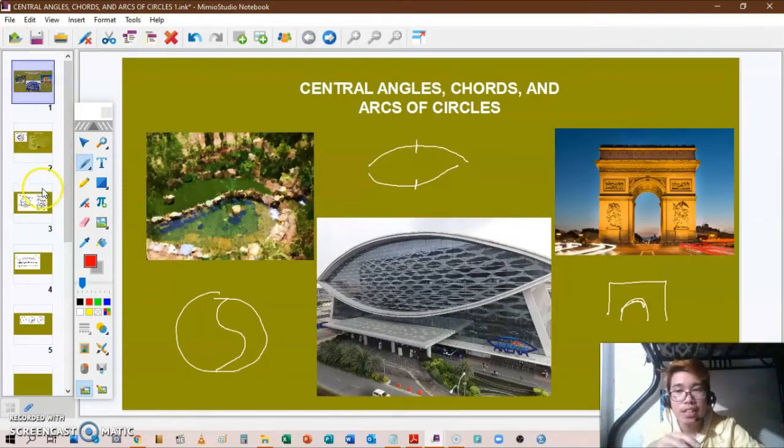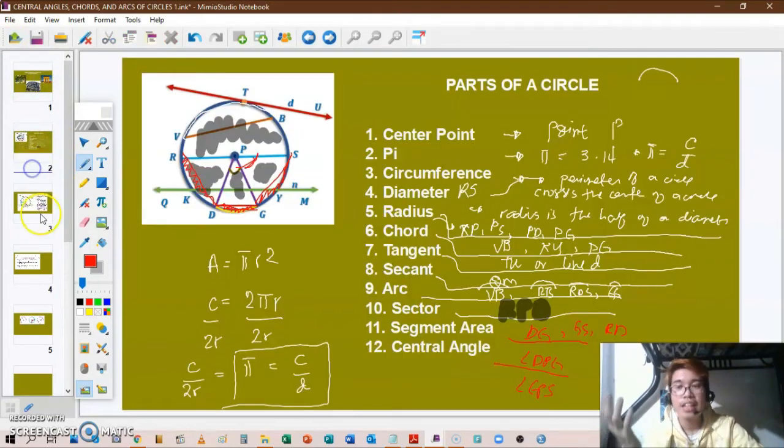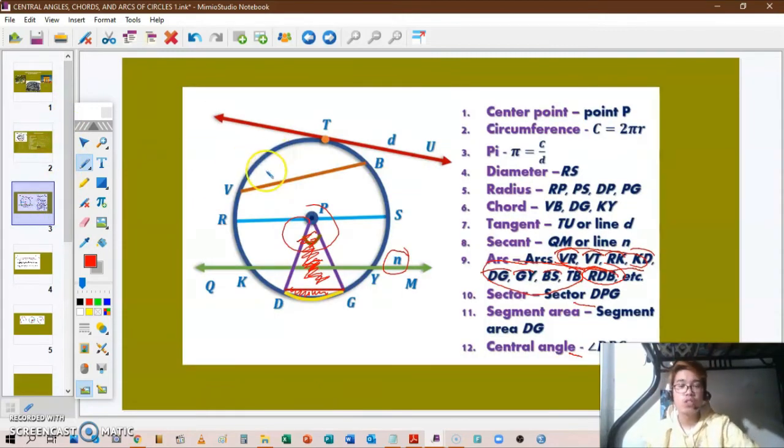And again, guys, the formal definition of a circle: it is a figure wherein all of its points found on the circumference are equidistant from the center. What do we mean by equidistant? It means that all of these points on the circumference have the same distance from the center. That's why it's called equidistant.